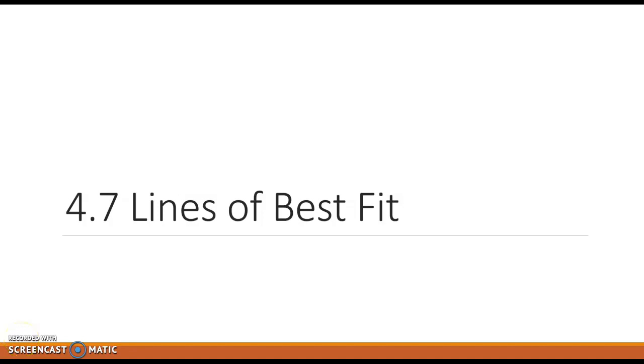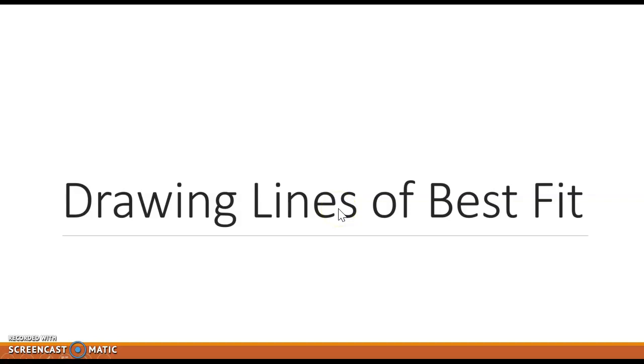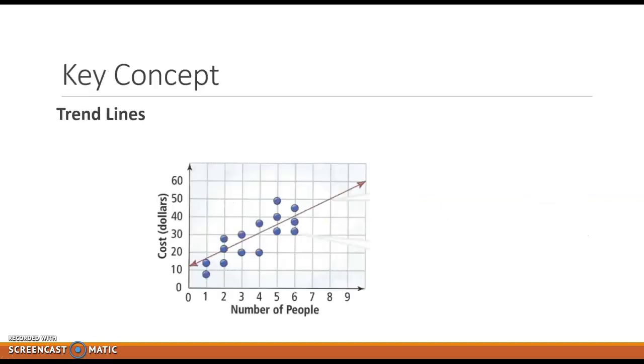All right, let's jump right in. We're starting with lines of best fit, otherwise known as trend lines, and we're trying to put lines in with our data points, so on our scatter plots. Moving right along, we're going to start drawing lines of best fit. What are we looking for with a trend line?